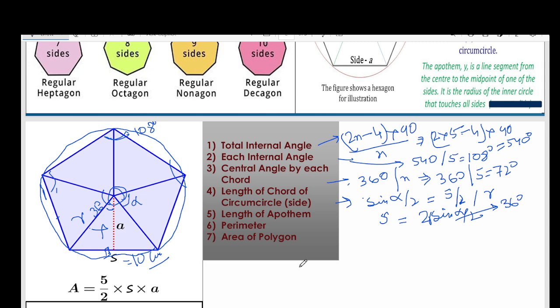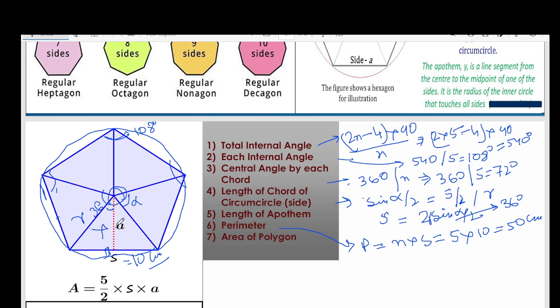One value they will give, the given value will be 10 cm. So what will be the length of apothem and length of perimeter? First one, perimeter is very simple. Number of sides into what? Length of each side, that is S. 5 sides, S is 10 cm, so they have given 50 cm. It is very simple, but you have to find out the apothem.